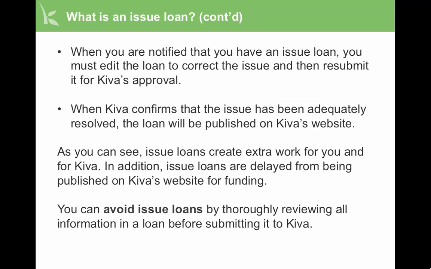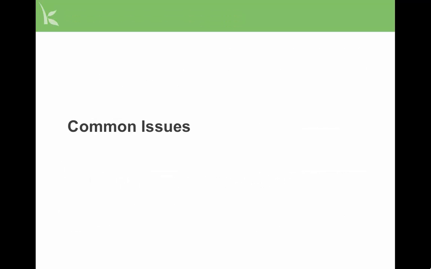As you can see, issue loans create extra work for you and for Kiva. In addition, issue loans are delayed from being published on Kiva's website for funding. You can avoid issue loans by thoroughly reviewing all information in a loan before submitting it to Kiva.